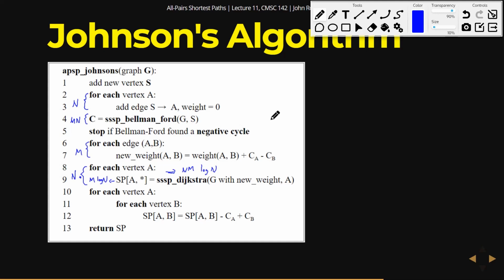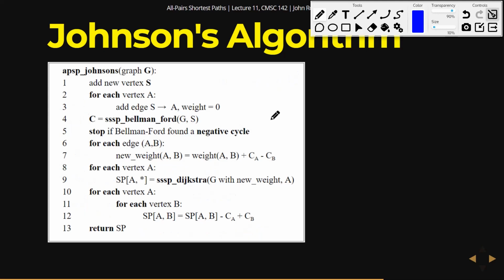And then for this one, for each vertex A, and then for each vertex B, so this is n times n, this is n squared. So in total, that would be n plus mn plus m plus nm log n plus n squared. So which is the biggest term here? It's actually nm log n. So the running time here is O of nm log n.